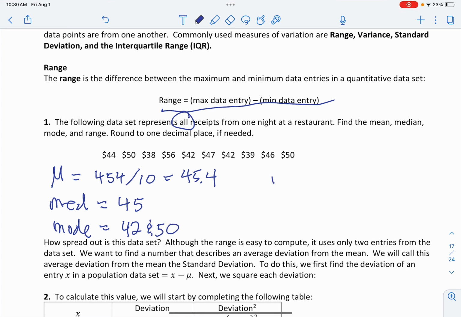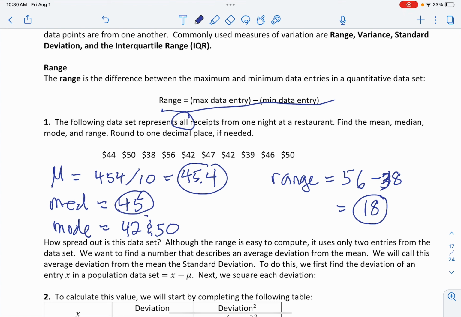Okay. And then also the range. Let's get the range as well. The biggest number we see is 56, the smallest is 38, which if you subtract them, it equals 18. Okay, so there we go. Those are our values. That's all review. Now we're going to use those numbers, some of them, to do a new measurement.